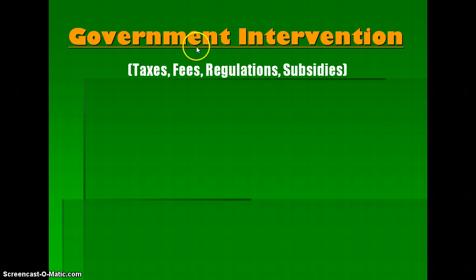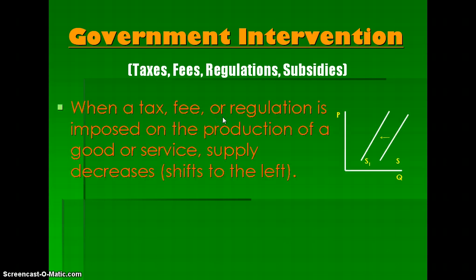All right, the G in TIGERS stands for government intervention. The government can intervene in different ways to cause supply to shift to the right or to the left. Some of the ways the government can do that is by putting taxes on products, fees, regulations, and subsidies. We'll talk about the differences between those here in just a second.